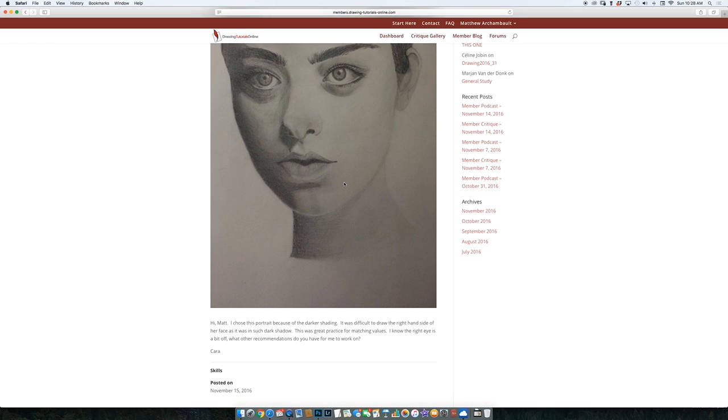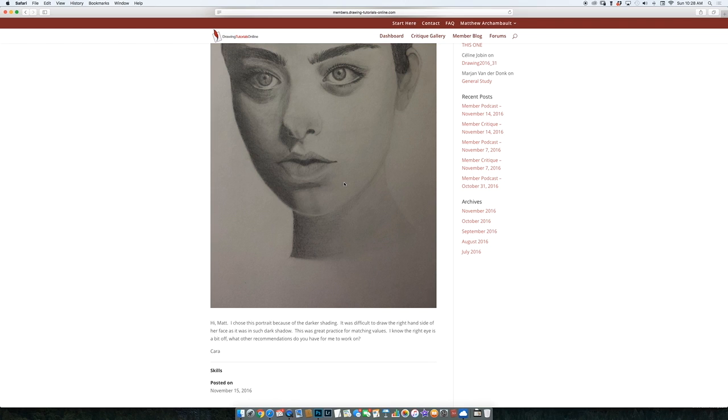Hi Matt, I chose this portrait because of the darker shade, and it was difficult to draw the right side of her face as it was in such stark shadow. And basically what you're saying is you couldn't see the details on the photo reference. This was great practice for matching values. I know the right eye is a bit off. What other recommendations do you have for me to work on?